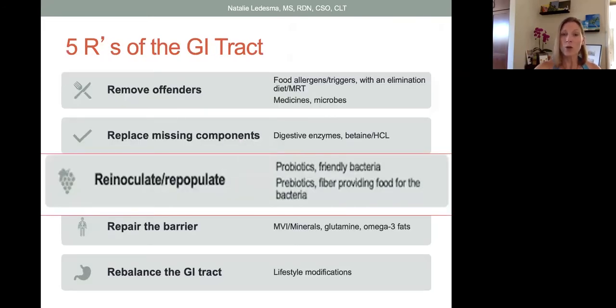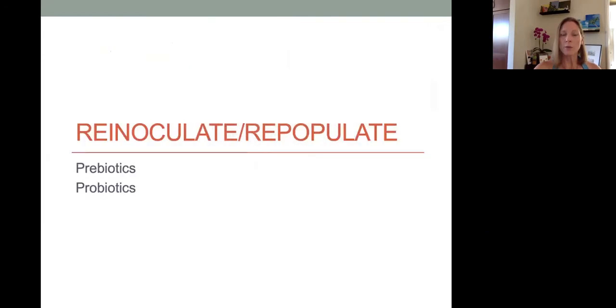So moving on to our 3rd R, reinoculate, repopulate. This is an area where we would talk about prebiotics, which are the fuel for the probiotics, and then also our probiotics, which are basically there to help facilitate proper digestion and absorption of our nutrients.